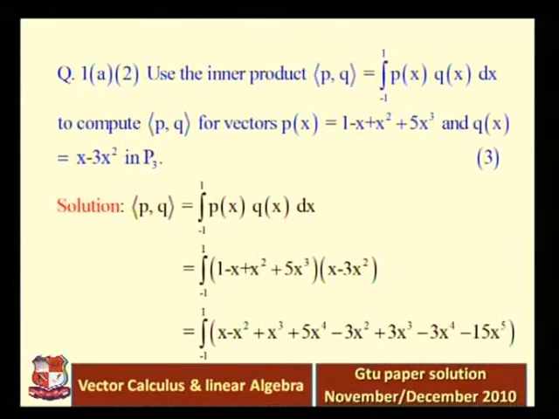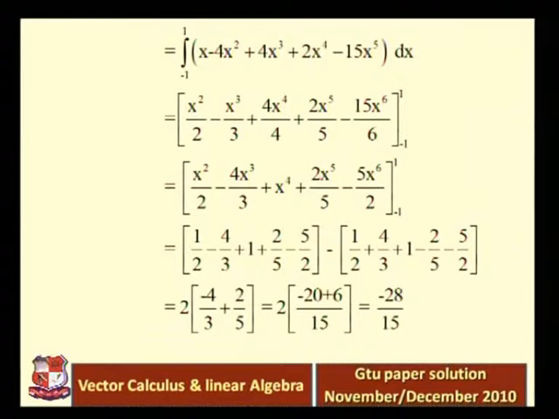Okay, now the terms which have the same power of x, you can put together. So you can see minus x square minus 3x square, that is minus 4x square. So this is equal to integration from minus 1 to 1 of x minus 4x square plus 4x cube plus 2x raised to 4 minus 15x raised to 5 dx.